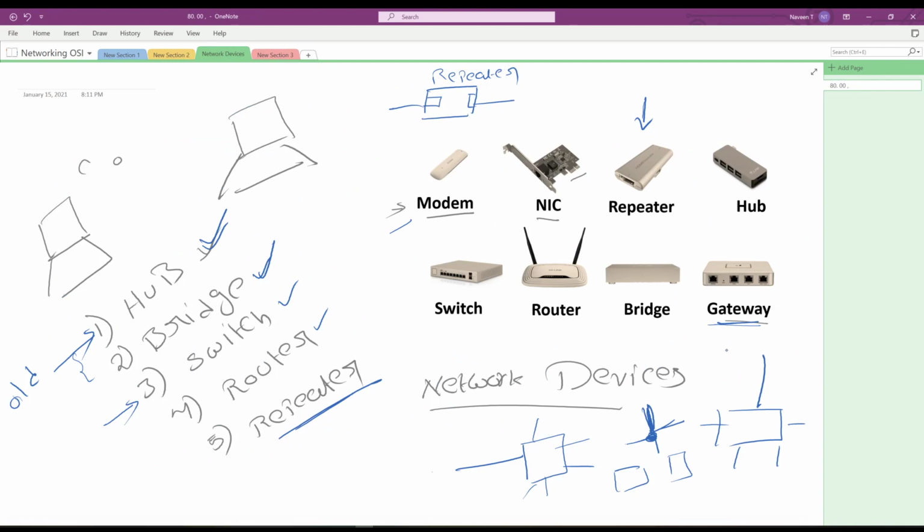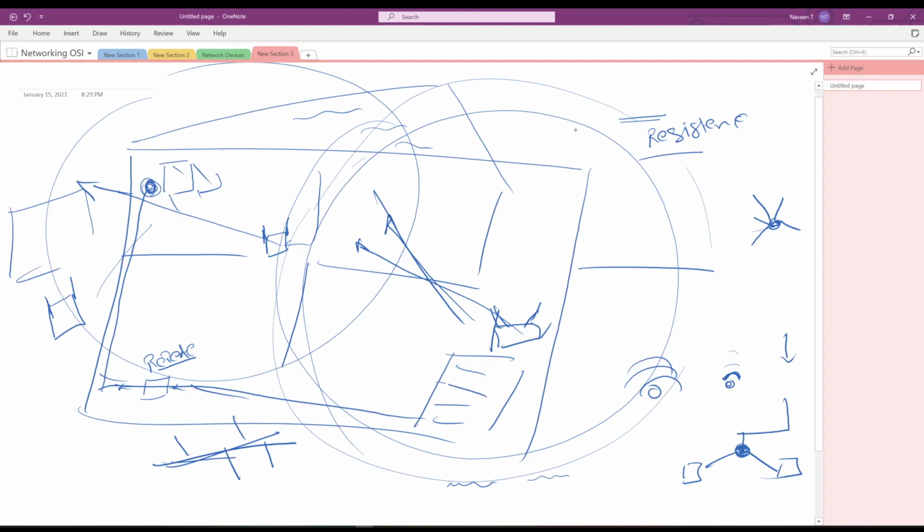Let me tell you, let's say you are going to your college. The path you go through is a gateway to your college, your university. There is a gate, right? Through that gate you go. That is what divides outside campus and inside campus. The same way, there are different networks.